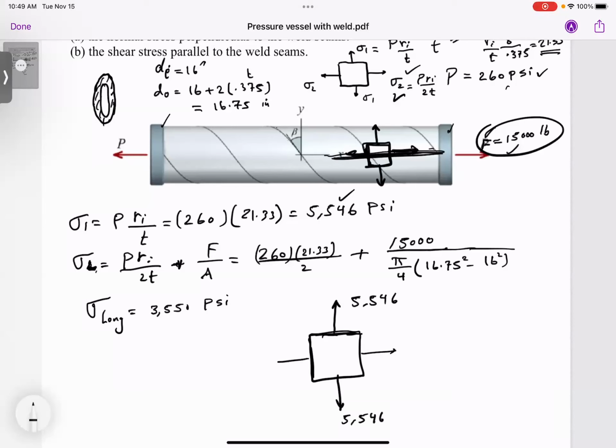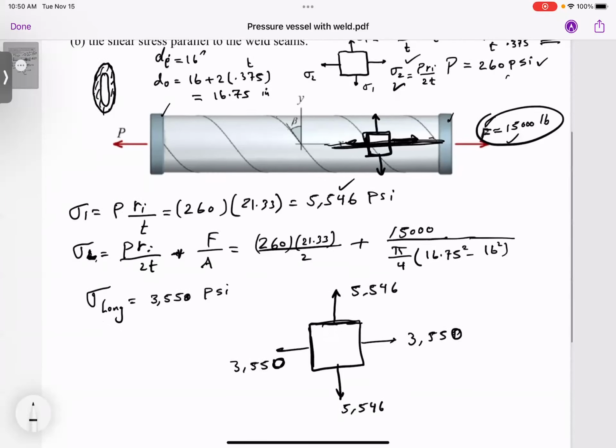And then I got the longitudinal stress. By the way, this is 50. I don't know why I put 51, because I can't read my own handwriting.